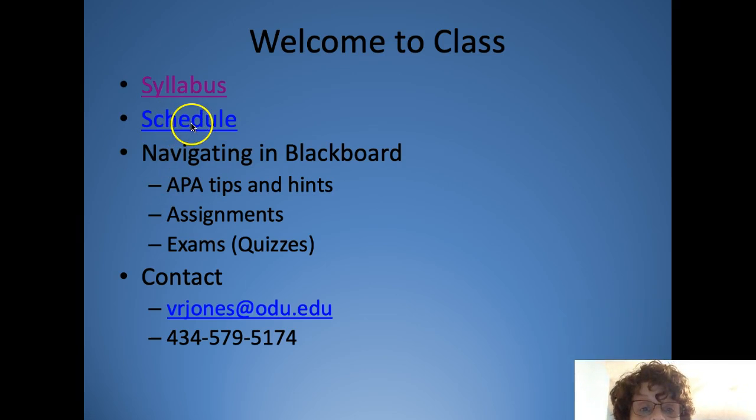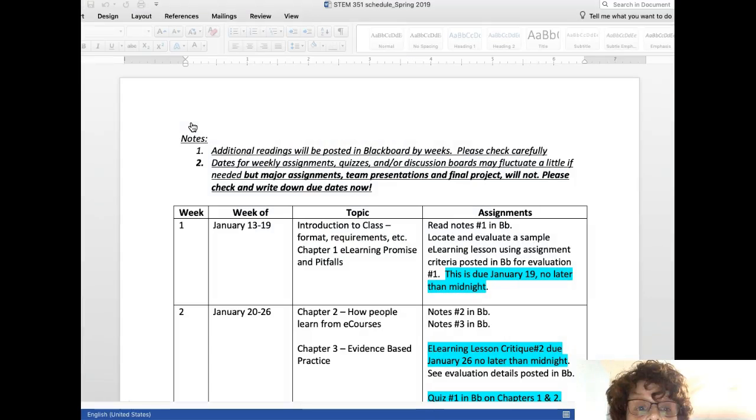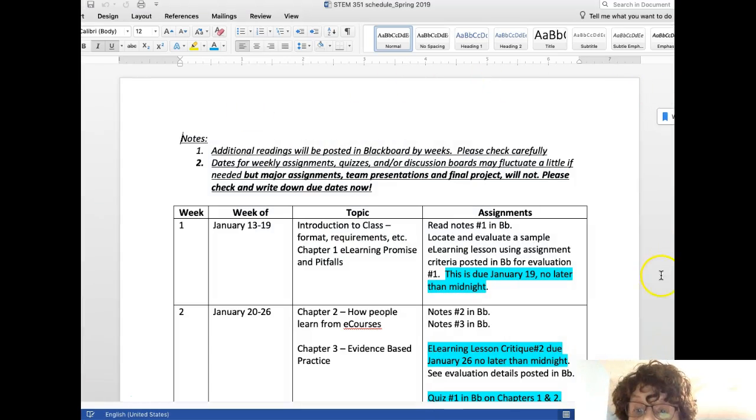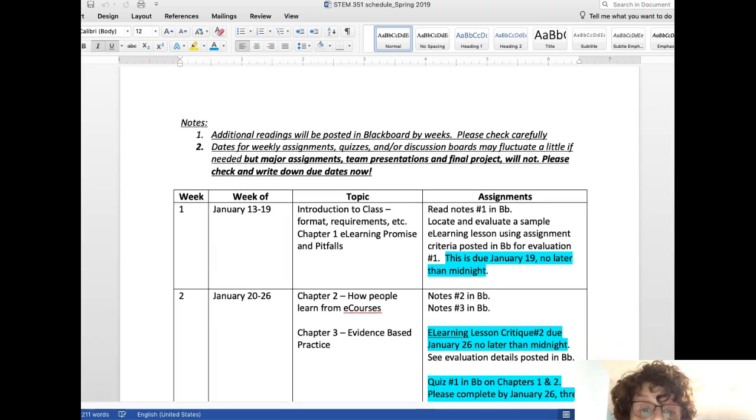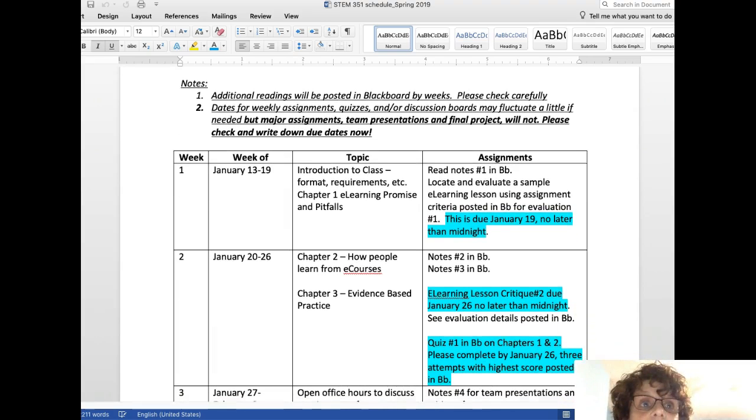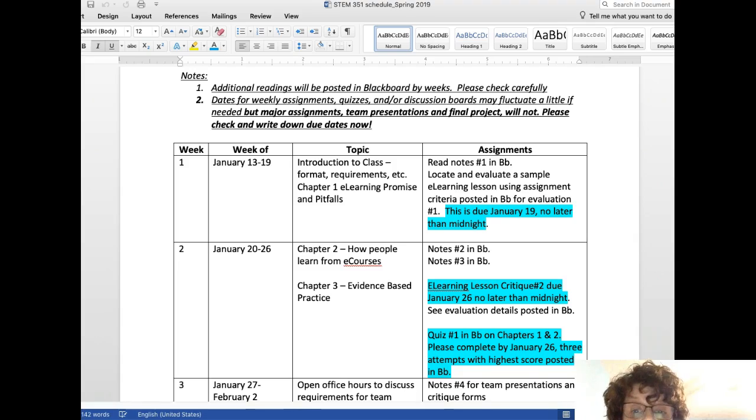Like I said, we also have the schedule. The schedule is attached in Blackboard, and I'm hoping that I didn't make any due date mistakes on here, but pretty much the weeks start on that Sunday and run through that Saturday night. And you'll see that things are due that Saturday night no later than midnight.